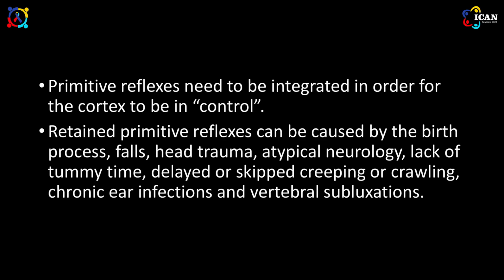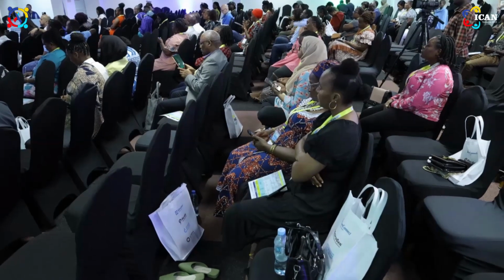The primitive reflexes are part of the first part of the brain. Usually, they only remain active in the first few weeks or first few months of life. Then they get integrated completely, like you already said. The retained primitive reflexes, like we said, can lead to developmental delays because they compete with the brain. They have to be integrated so that the cortex can be in control. The cortex has to be in control.